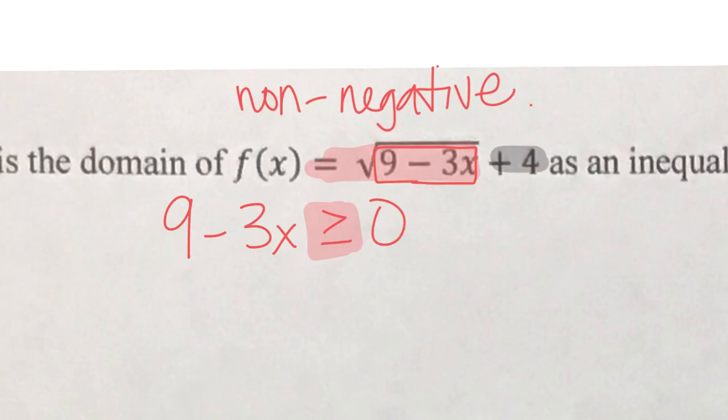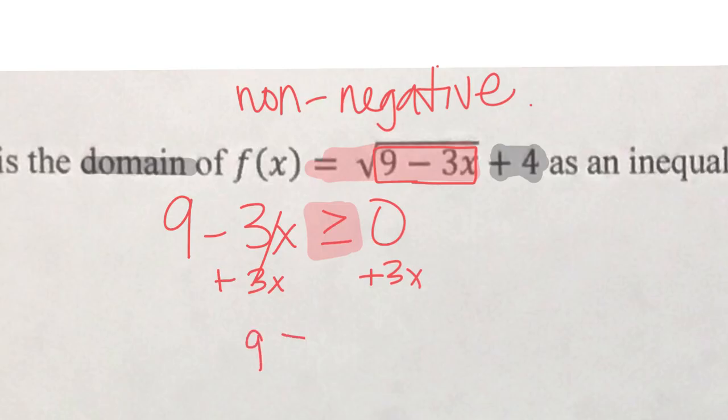We don't care about this plus 4 out there. It doesn't help us with our domain. That does affect the range, but we are asked for the domain. So we only do the stuff that is affecting the domain. And now we have to solve our little inequality.